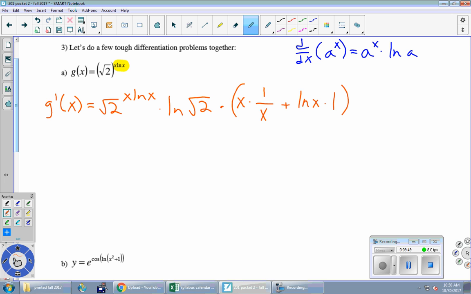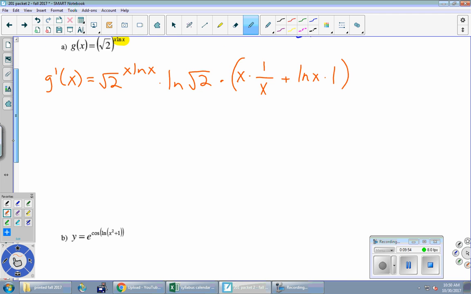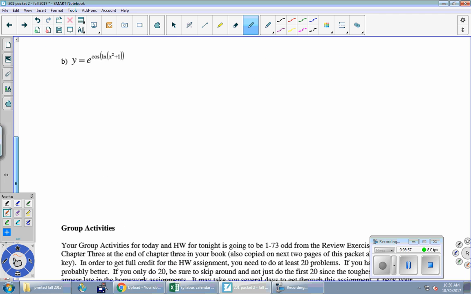Okay, let's move on to part B. y equals e to the cosine of ln of x squared plus 1. So we got lots of functions within functions within functions, and we just have to figure out what is the fundamental outermost function here. What is it? It's e to the stuff. So let's apply our e to the stuff rule. So y prime equals, okay, so the derivative of e to the stuff is e to the stuff times derivative of the stuff. So we just copy the entire thing in all its glory, e to the cosine of ln x squared plus 1.